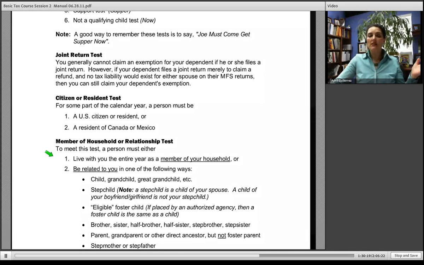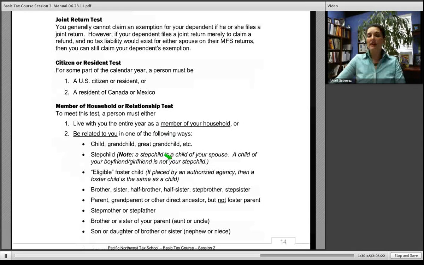So if we have a situation where a boyfriend and girlfriend live together, and let's just say the girlfriend has a child, and the boyfriend wants to claim that child, if that child is the qualifying child of the girlfriend, no matter what, the boyfriend cannot claim that child. But if the girlfriend has no income and is in fact a dependent of the boyfriend, then the boyfriend could claim both the girlfriend and the girlfriend's child as his dependents under the member of household rule, as long as they lived with him the entire year and meet all of the other tests, of course.